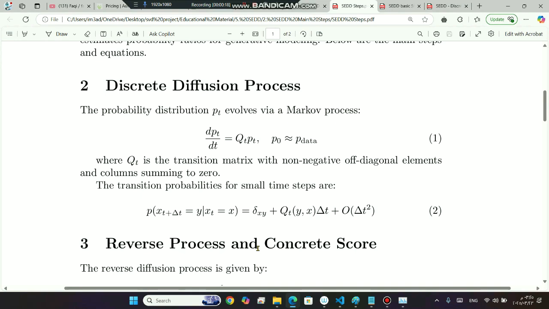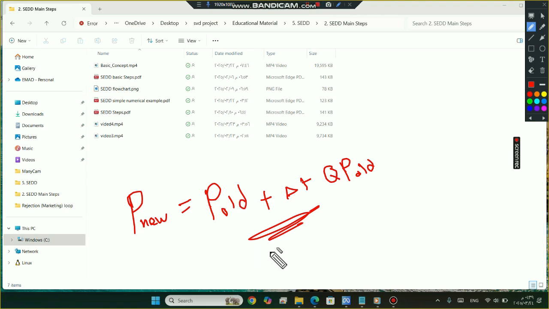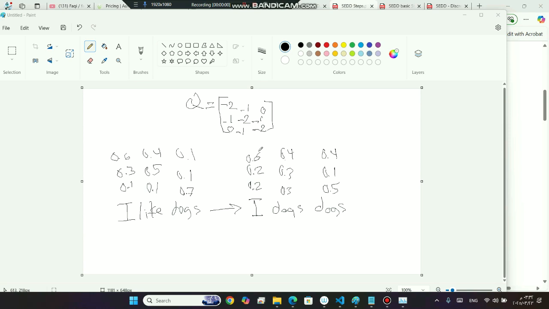So it will be delta T times QT times PT. In simple terms, we say that the P new, the new probability distribution, will equal the P old plus delta T times Q times P old. But wait a minute.